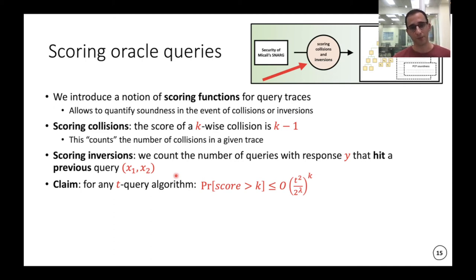we're gonna count these. And given this scoring function, what we claim and what we show in the paper is that for any t-query algorithm, the probability that the score is more than k is bounded by something that you can already see comes from the birthday paradox, to the power of k. And this thing is not going to be very small. So this thing is going to be like a constant. So the probability that he finds a collision in our analysis is actually going to be some constant. Okay, so we can most definitely not rule out the event that he finds a collision. But the probability that he finds k collisions, this already decays exponentially in k.